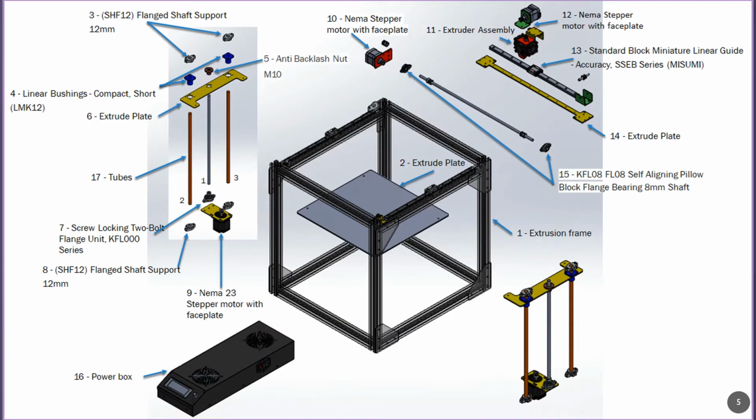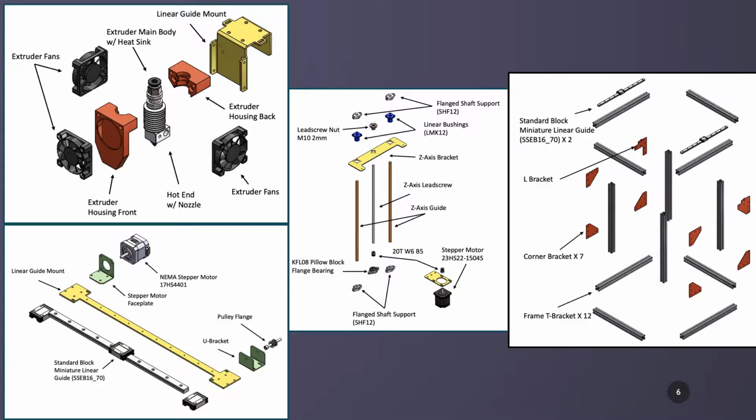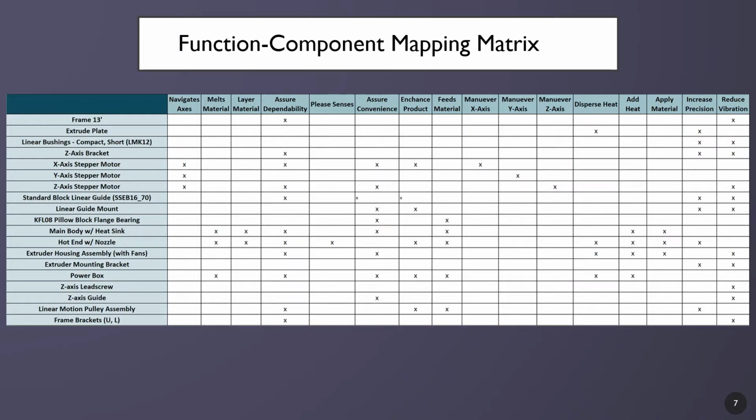The following is our exploded view of our FDM 3D printer. The following shows all of our subassemblies and the exploded views of each. This function component mapping matrix shows the components within the 3D printer along the y-axis aligned to the functions of our FAST diagram shown previously along the x-axis.